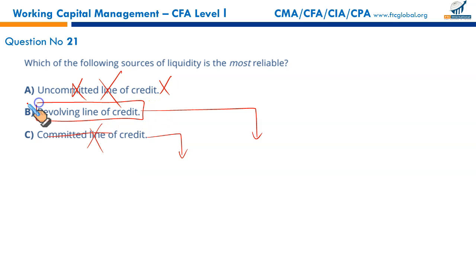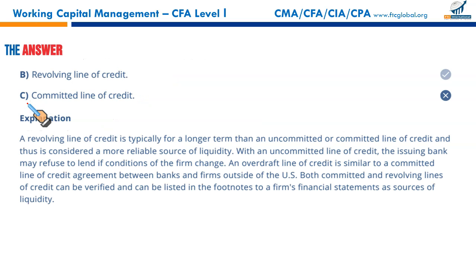It could extend many years into the future. It is rolled over every year. We can renegotiate the bank's contract and then it goes on and on. So this is more reliable. B is the right option, revolving line of credit.